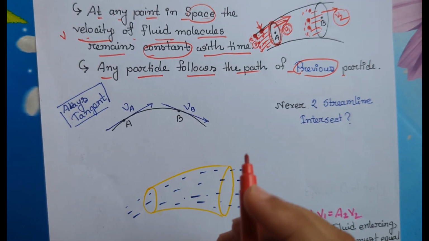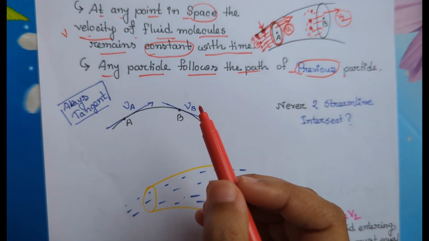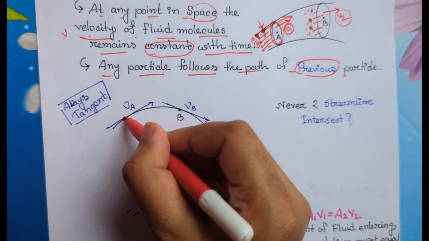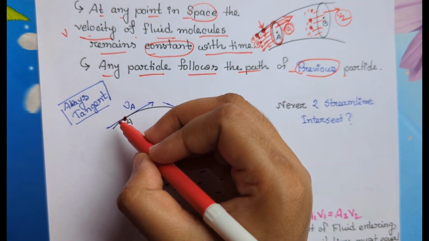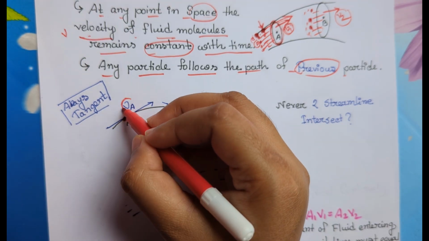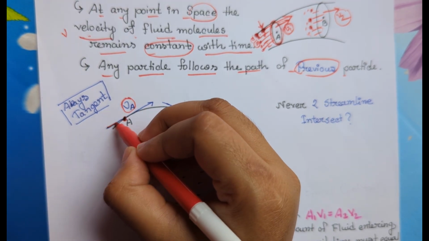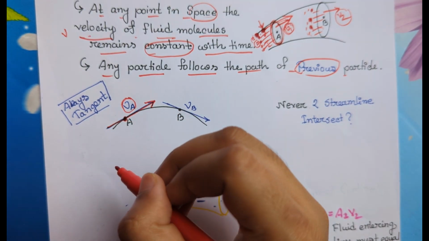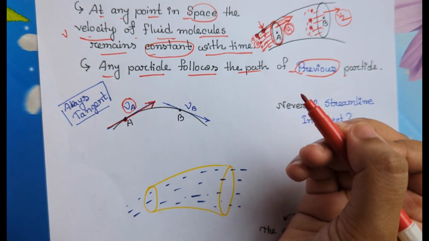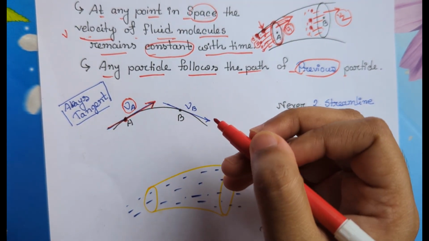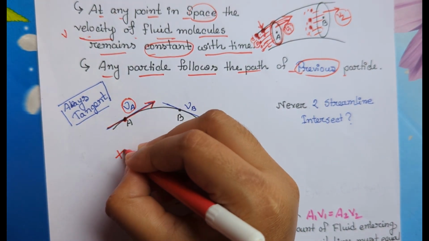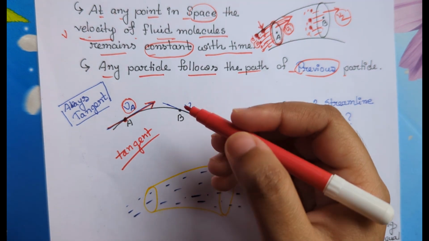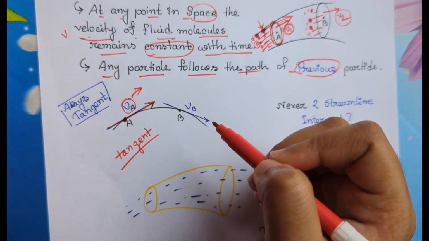Now let's understand how the direction of velocity at any point is considered. Suppose this is a point A, here the velocity direction of the fluid particles is VA, and it is directed like this, meaning it is the tangent at point A. So if we want to find the direction of velocity at any point, then we have to draw a tangent at that particular point, and with the tangent we will get the direction of the velocity.